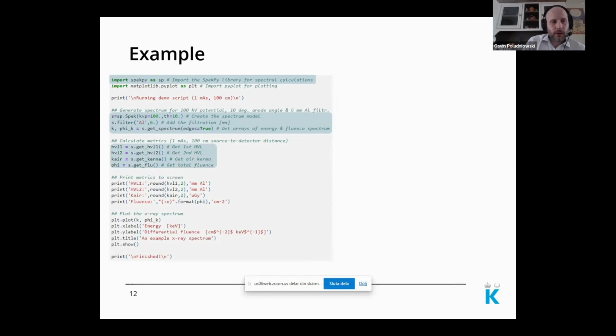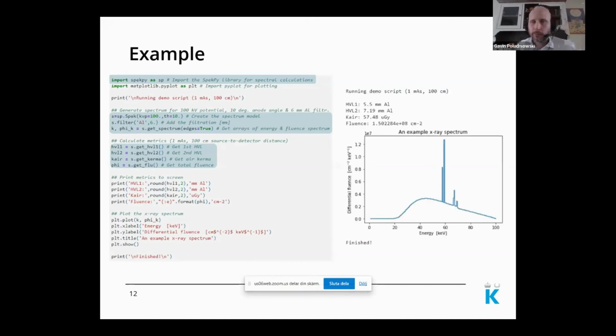And then I just highlight here for if you want to get other metrics out, you can, such as we've got methods to get the first HVL and the second HVL, the air kerma and the fluence. And I should note that by default, it gives you these answers at 1 mAs exposure and 100 centimeters. So here is the output of this script. It gives you the HVLs, the kerma, the fluence, and here's a plotted spectrum. So even though you do need to do a little bit of coding, it's only a few lines.